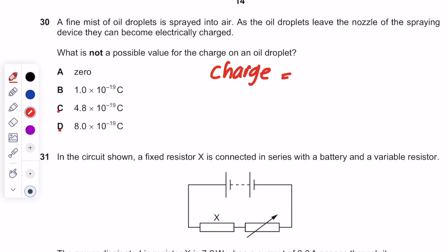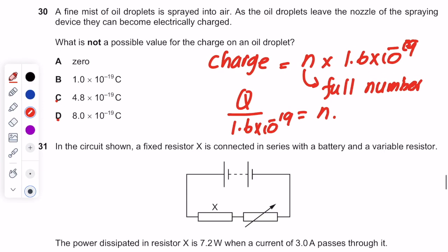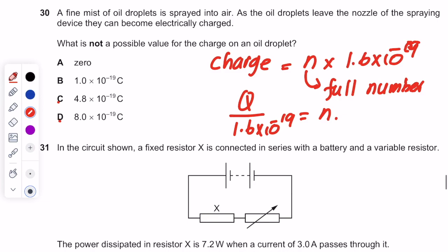of an electron is connected by a full number, or you can say charge Q over 1.6 times 10 to the power of minus 19 must be a full number, right? Now if I look at this one, if the answer is A, charge is Q, so n can be 0.